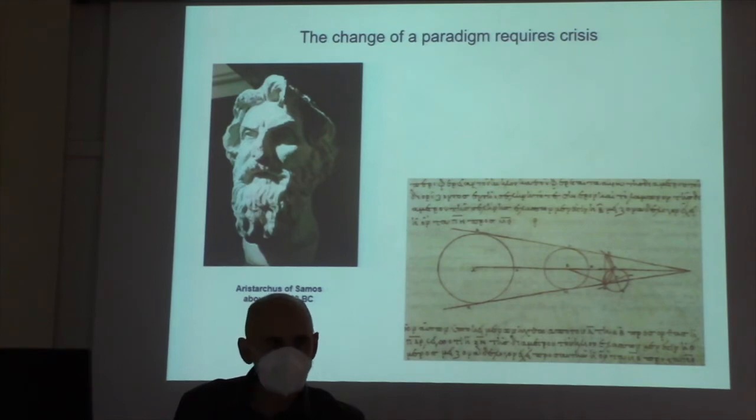But then his proposal was not accepted and was essentially forgotten. Why was that? According to Kuhn, because there was no crisis. There were no observations that were in contrast with the more intuitive and easy to accept paradigm that the Earth is in the middle of the universe and everything else circles around the earth. This is what our senses suggest, although it is not true. And so, although his proposal was correct, it was rejected and forgotten.